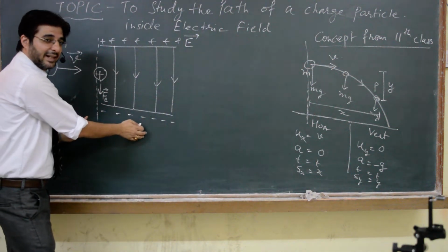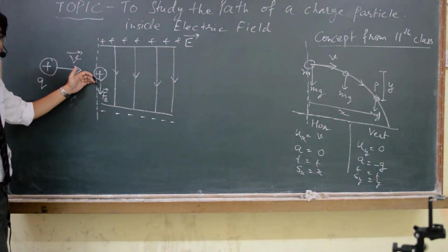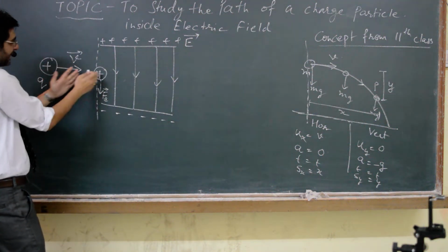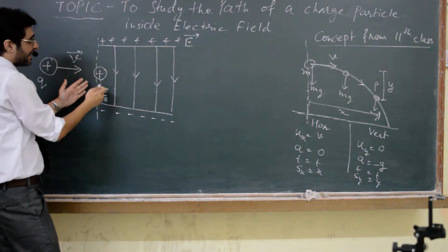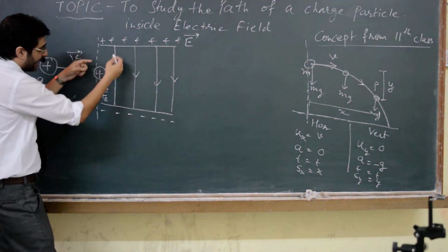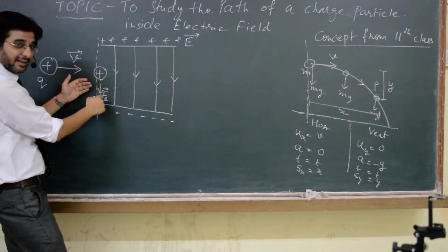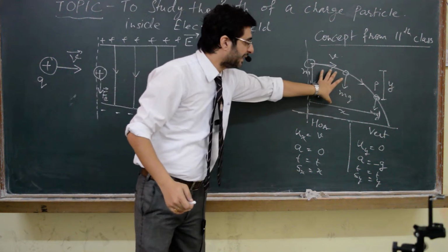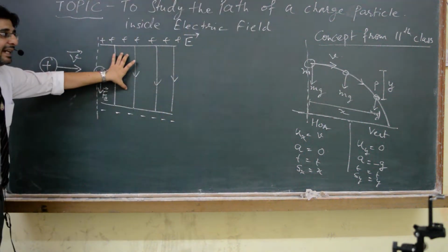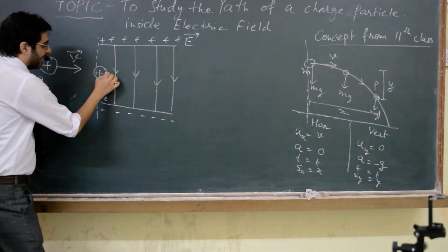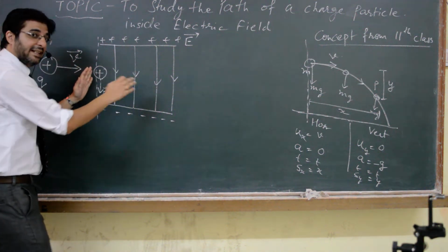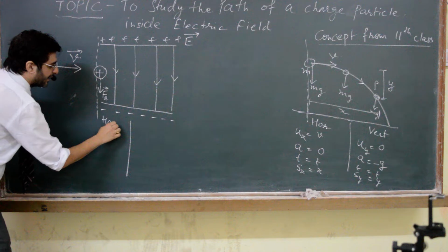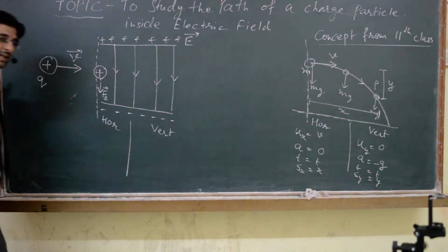Now in the electric field, when we are studying the path of a charged particle inside an electric field, the same concept will apply here. How? Till this position there is no effect. As this charge enters the electric field, a force starts acting on this charge in the downward direction. Same as this. Simply the difference is the kind of force. In this case, gravitational force was there. In this case, electrostatic force is there. Now, as this is also a projectile, this can be considered as a projectile. So we'll divide this into two parts, horizontal and vertical.